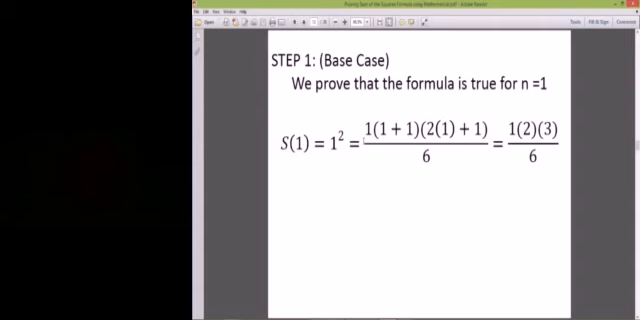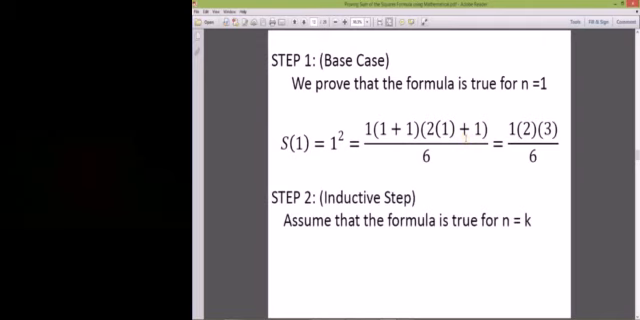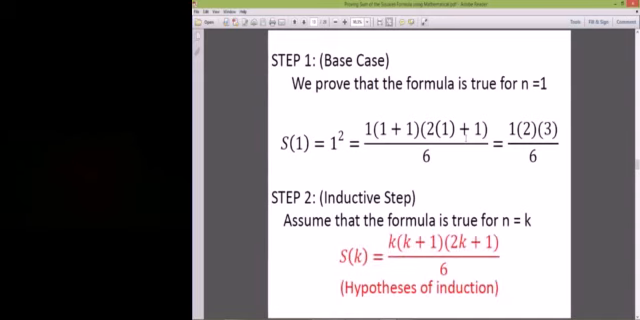So if we replace n equal to 1 in the property, S sub 1 equal to 1 squared, so we get 1 times 1 plus 1 times 2 times 1 plus 1 over 6, so S sub 1 equal to 1, and therefore the statement is true when n equal to 1. Now next we have the inductive step. We assume that the formula is true for an arbitrary integer n equal to k.